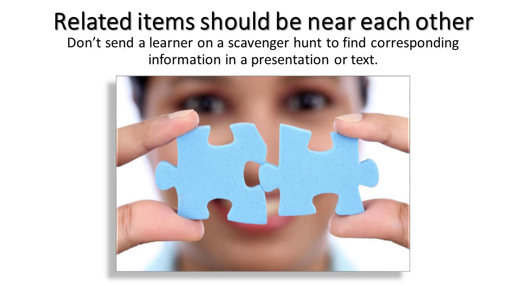A spatial contiguity principle says that related items should be near each other. So don't have a figure on one page and explanation on another. Don't make the learner read a lookup table or a legend to understand the figure. Put important pieces as close together as possible.